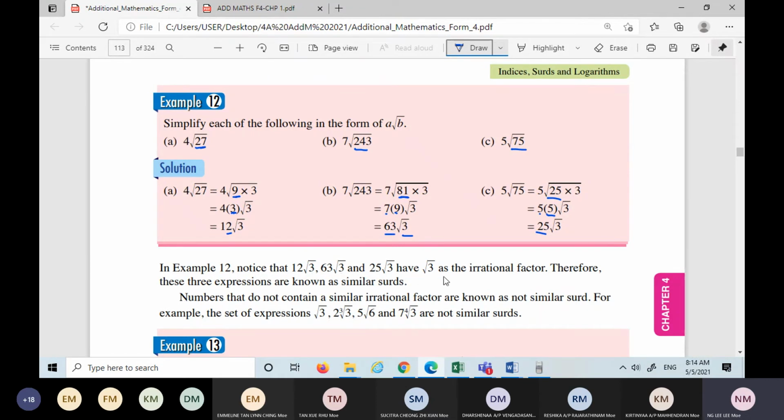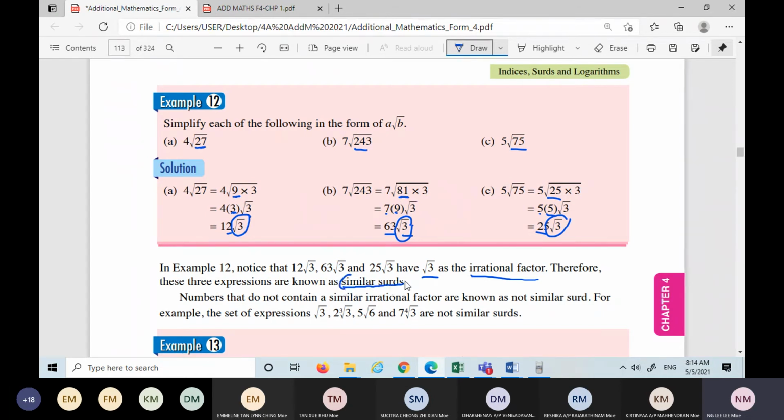Okay, these three examples have the square root of 3 as the irrational factor. It means they have the same factor here: square root of 3, square root of 3, and square root of 3. And this factor is irrational. Therefore, these three expressions are known as a similar set.